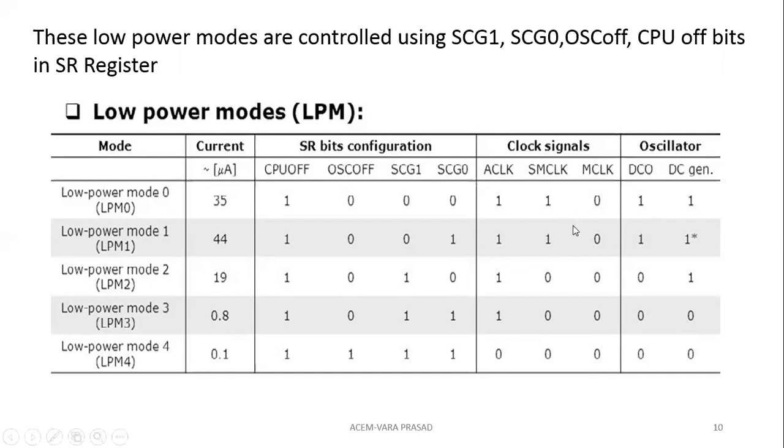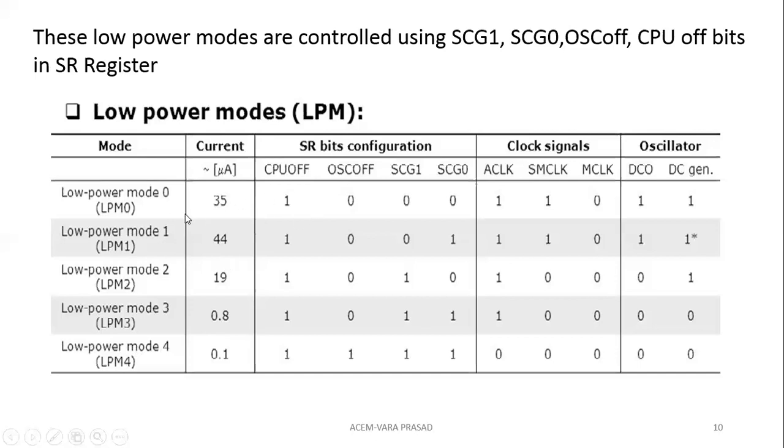So how will this active or inactive state be performed? By using these SR bits: CPU off, oscillator off, system clock generator 1, system clock generator 0. Now let's see how much power will be consumed. In low power mode 0 we have only 35 microamperes, low power mode 1 44 microamperes, low power mode 2 19 microamperes, and low power mode 4 consumes 0.1 microamperes only. So it is the lowest power consumption among the low power modes.